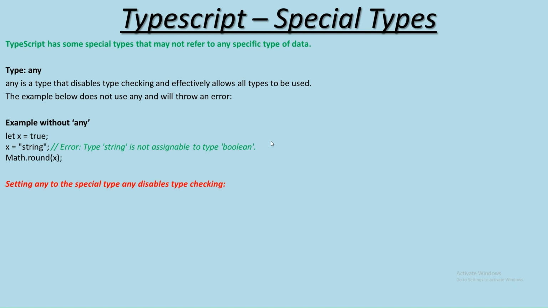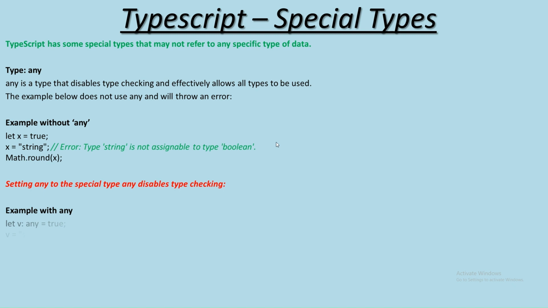When you are looking at this example, we have declared a variable with let and assigned it a boolean value true, and then later on we are trying to change the value to a string, and then we are doing a Math.round of that value. This is definitely going to throw an error because we specified it as a boolean and then we are trying to convert it to a string and then do a math function on it. So definitely this is going to throw an error. Setting any as the special type disables any type checking. Okay, how is that?